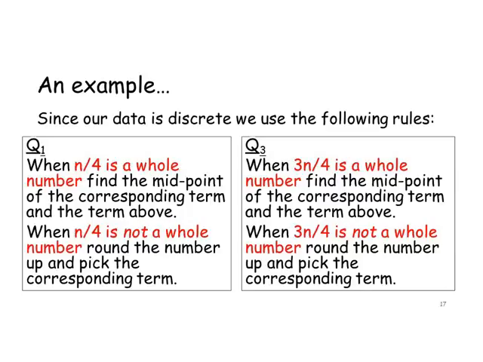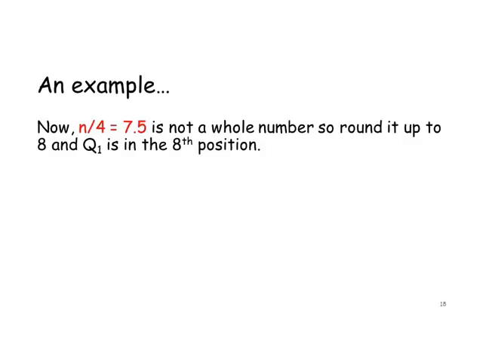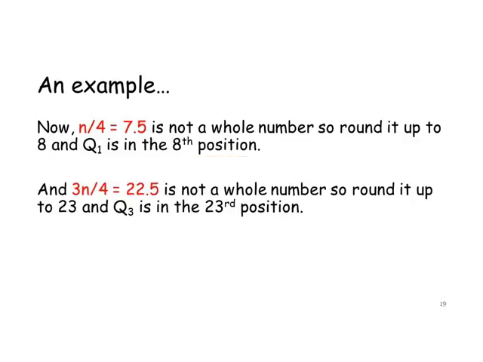Now this is discrete data, so just a quick reminder of the rules. Because it's discrete data, we are interested in whether n over 4 or 3n over 4 gives us a whole number or not. For us, in both cases, we do not get a whole number. n over 4 is 7.5, so we round that up to 8 and say that Q1 is in the 8th position. For Q3, we got 22.5, let's round that up to 23, and Q3 is in the 23rd position.